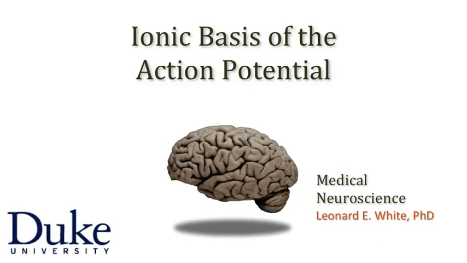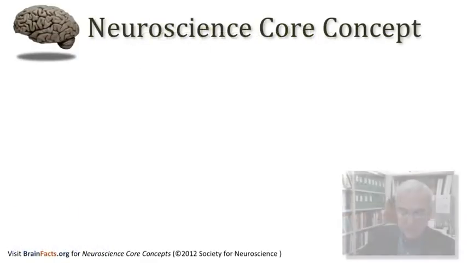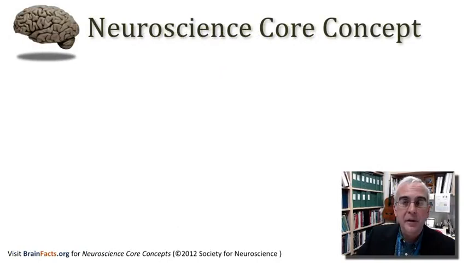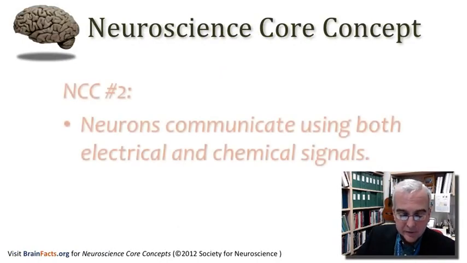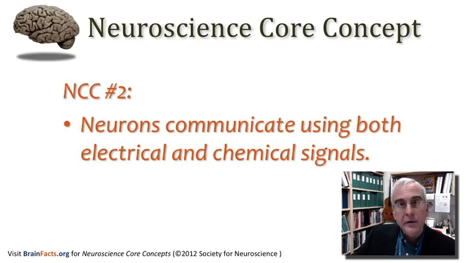Hi everyone, welcome to this tutorial on the ionic basis of the action potential. What we're going to talk about today relates once again to one of our core concepts in the field of neuroscience, and that is that neurons communicate using both electrical and chemical signals. So today we're going to talk about one of the most important mechanisms within the nervous system for communicating with electrical signals.